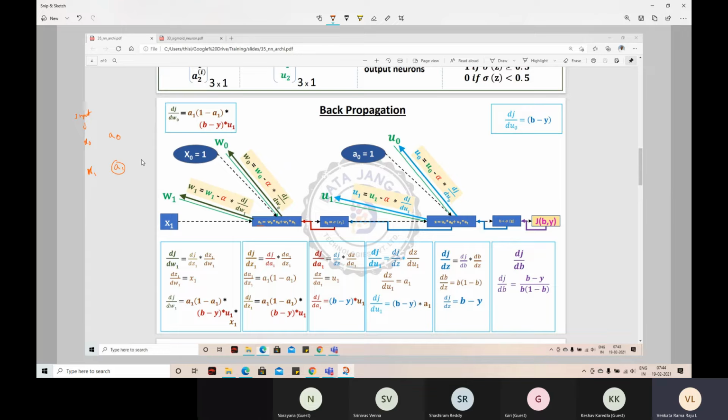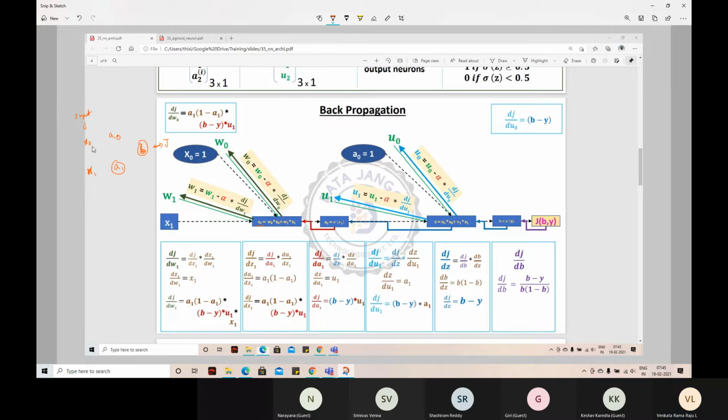For the output layer also I have taken this bias term. That's B only. Sorry, I am getting confused. And there is a cost function. There is y cap, this B is y cap, and there will be a cost function J. So this is the neural network.